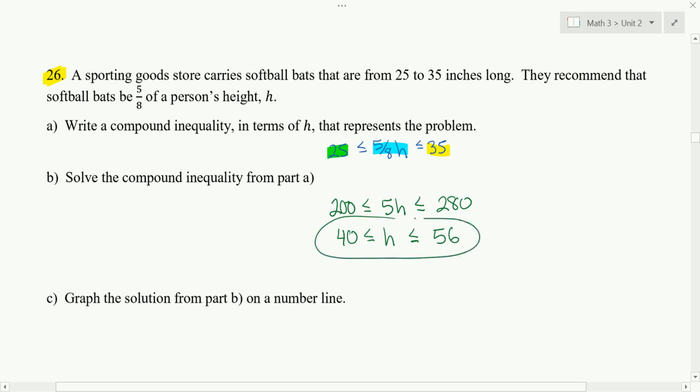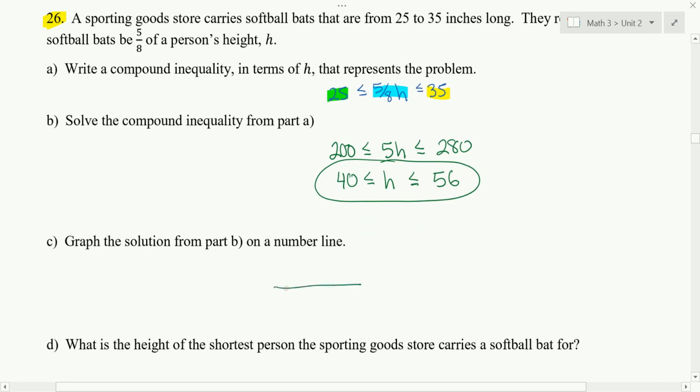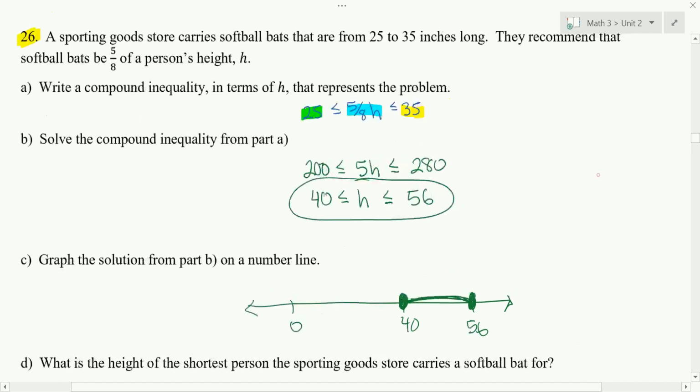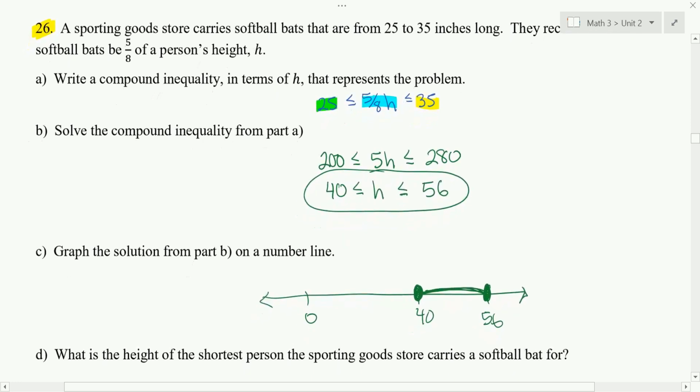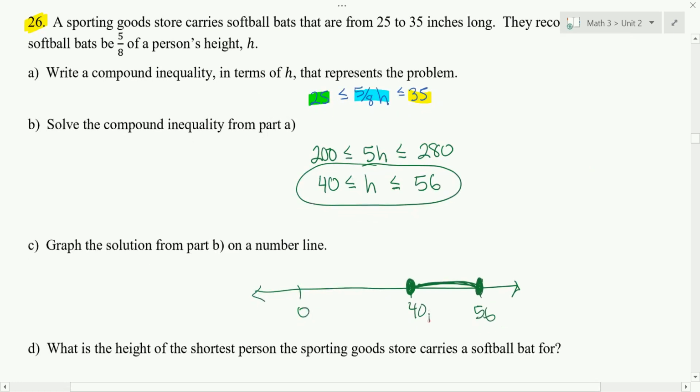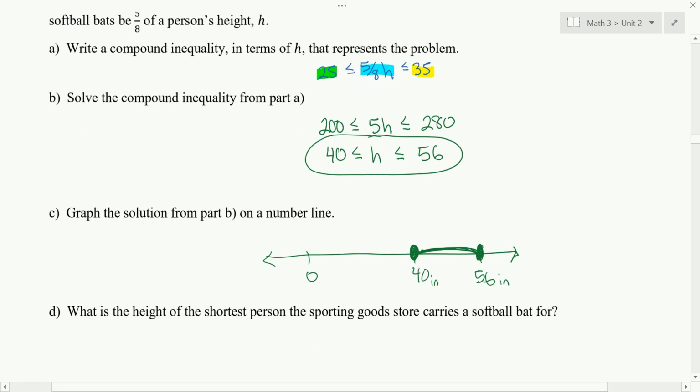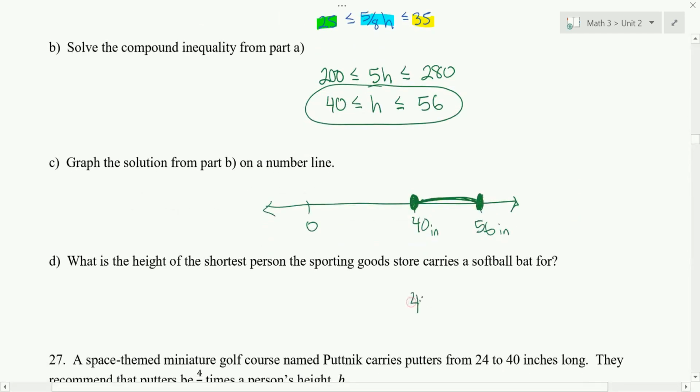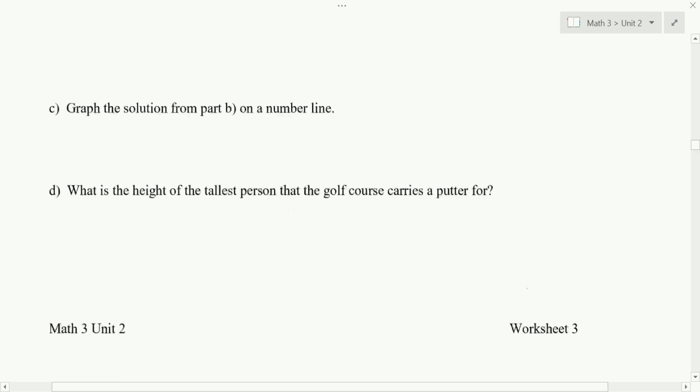So that's the solution. Graph the solution on a number line. Say zero is over here, 40, 56. So closed circles on these because they're equal at those points, and everything in between. H represents a person's height, and we're talking about inches. So if someone's between 40 inches and 56 inches, part D says, what is the height of the shortest person the sporting goods store carries for a softball bat? And we see that 40 inches is the shortest. And that is all I'm going to do with you guys on this one.